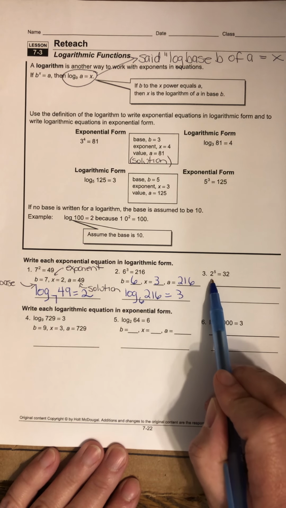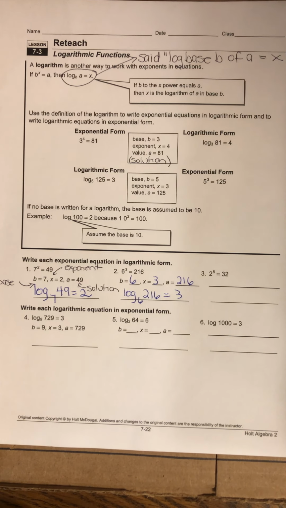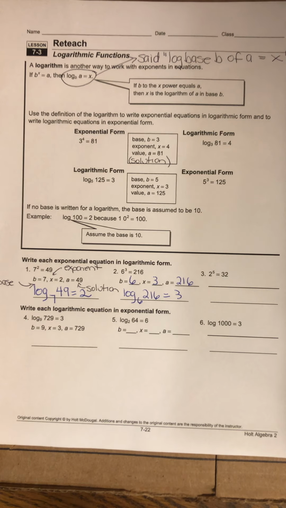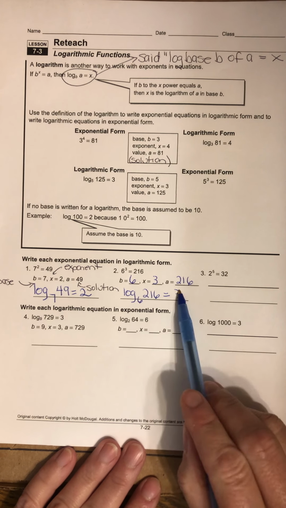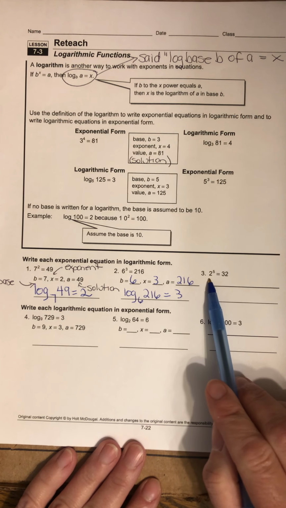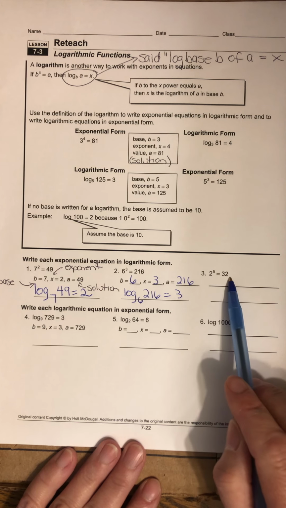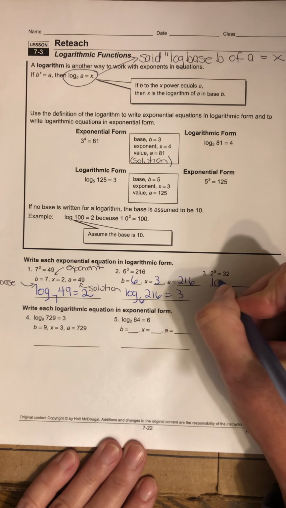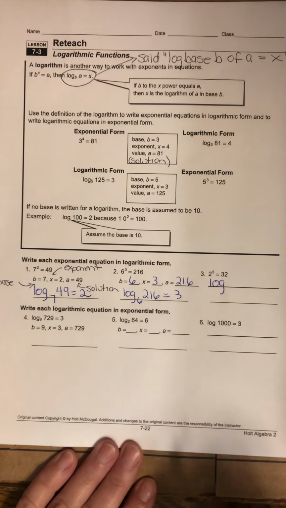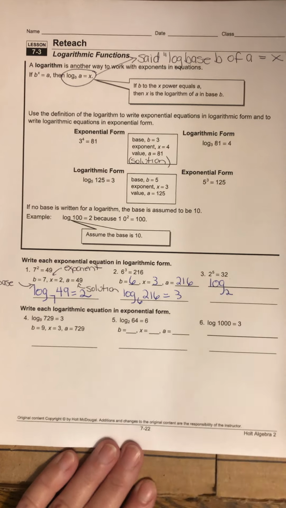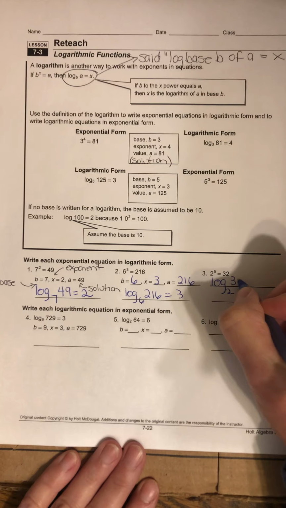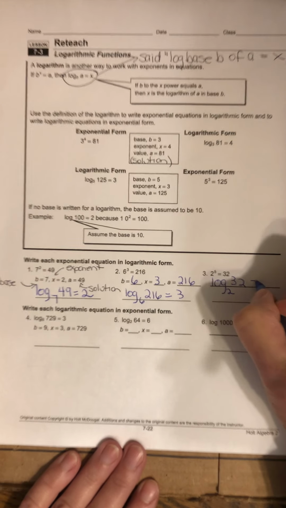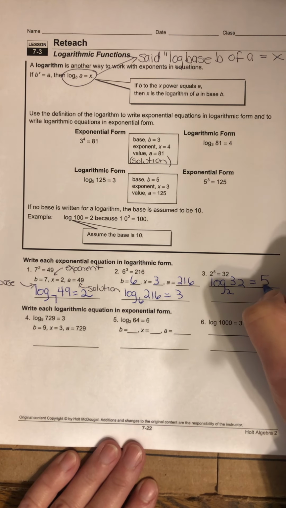Let's try again with 2 to the 5th equals 32. That is actually true. And let's try it without putting in b, x, and a. My base is 2, my exponent is 5, my solution is 32. Let's go ahead and write that log. The base is 2, the solution is 32, and that equals the exponent.